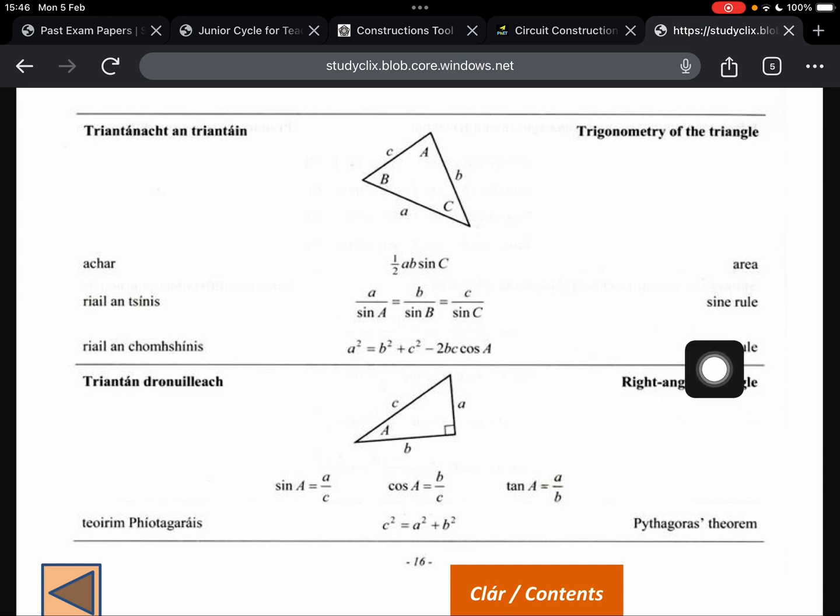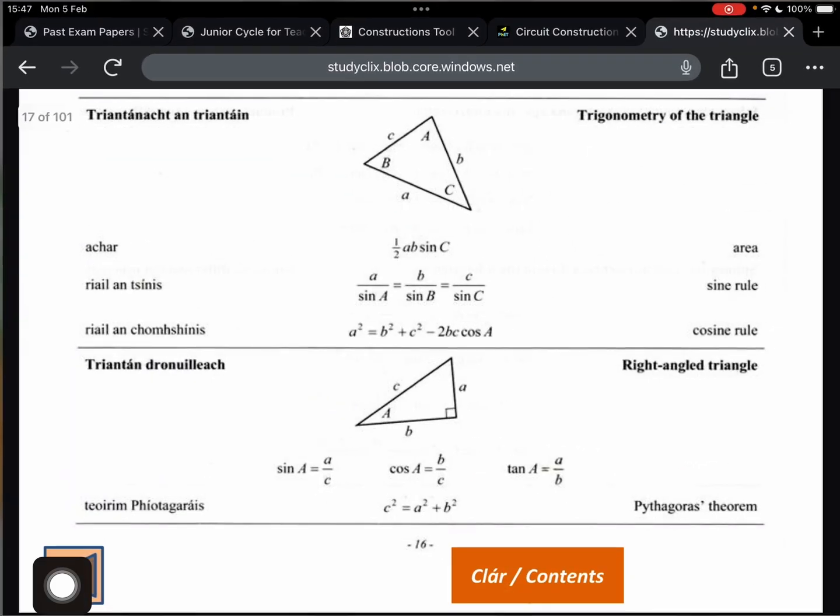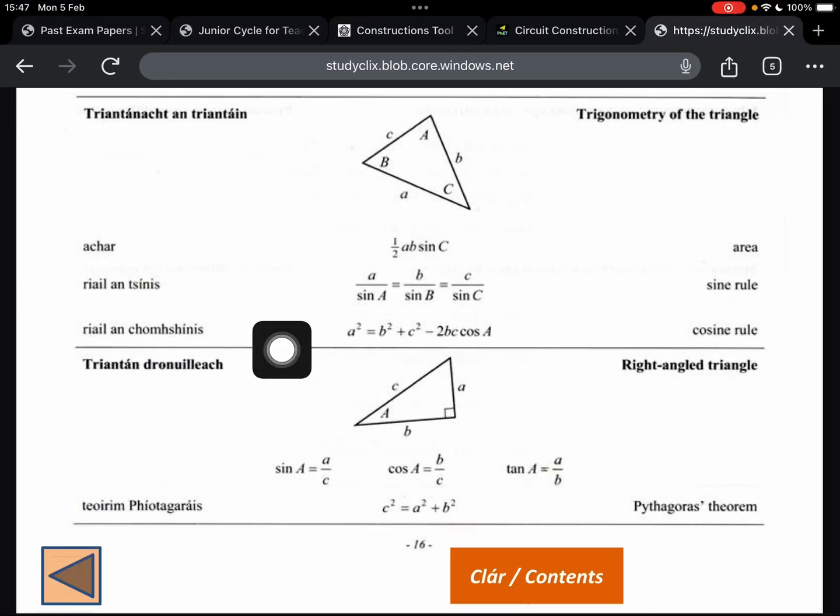The cosine rule uses three small letters, A, B, and C. So every side of the triangle, and a capital letter A. So it's using three sides and one angle. That is what I have here. Okay, so including my unknown, I have three sides and an angle. So that means that I'm going to use my cosine rule. Okay, so A squared is equal to B squared plus C squared minus 2BC cos A.